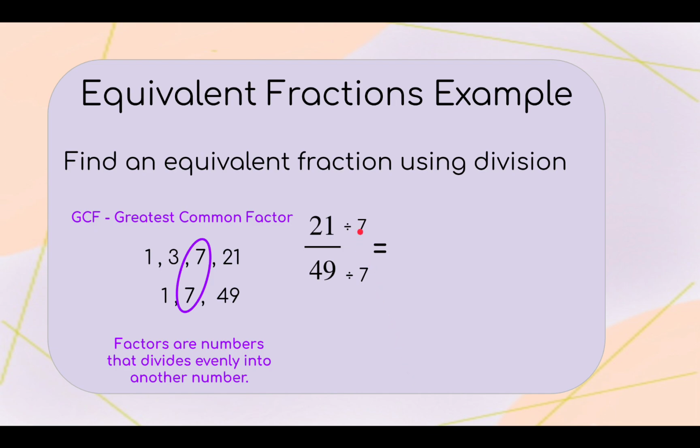So 21 divided by 7 will give me 3, and 49 divided by 7 will give me 7. Therefore, my equivalent fraction is 3 divided by 7.